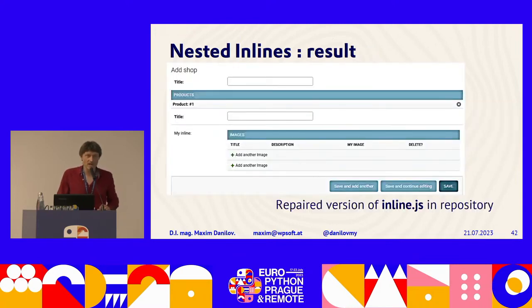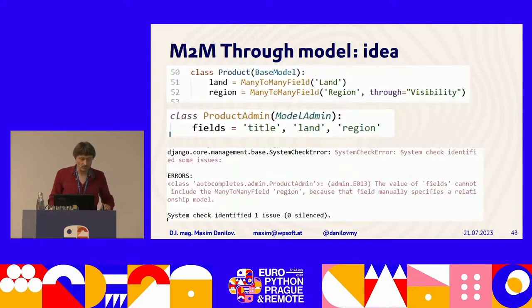You can use it. But we have some bugs, exactly bugs in the standard inline.js in default Django. And my team, we have completely overridden this inline.js. You can use it from the repository. It doesn't matter whether you want to use nested inlines or not, my inline.js already removed some bugs from the old inline.js.